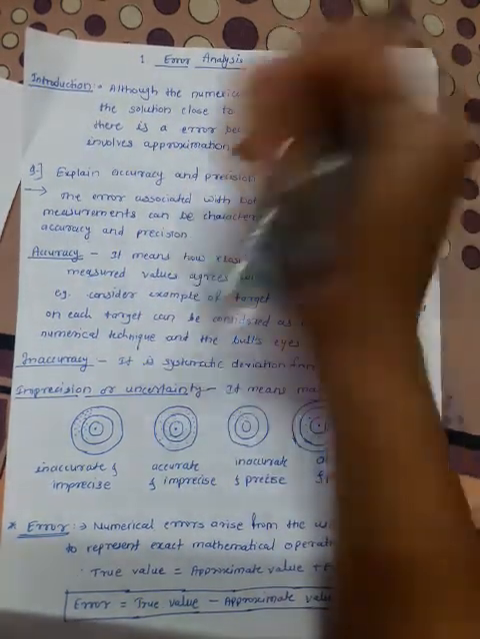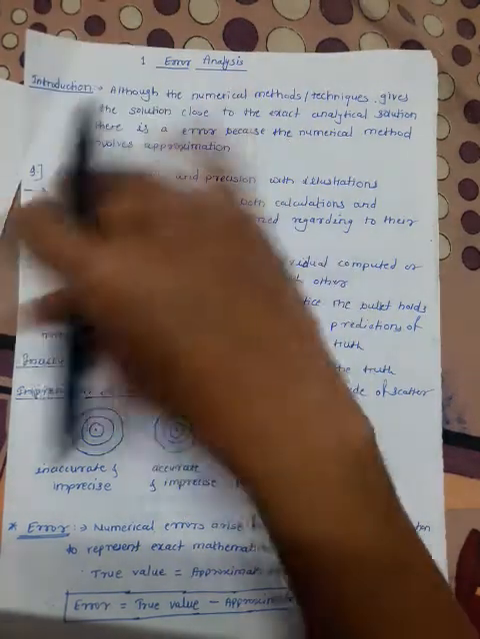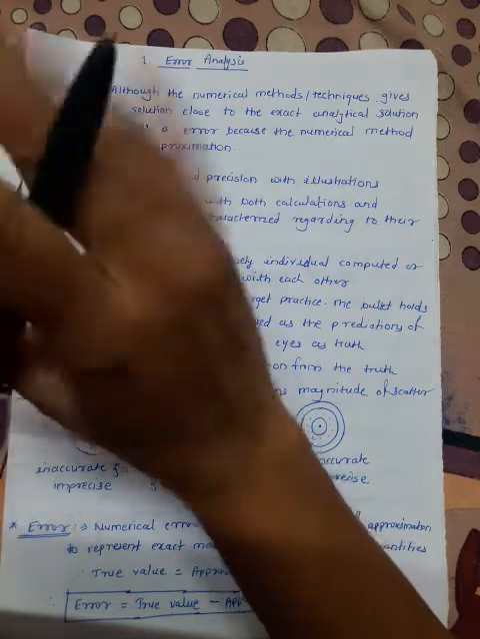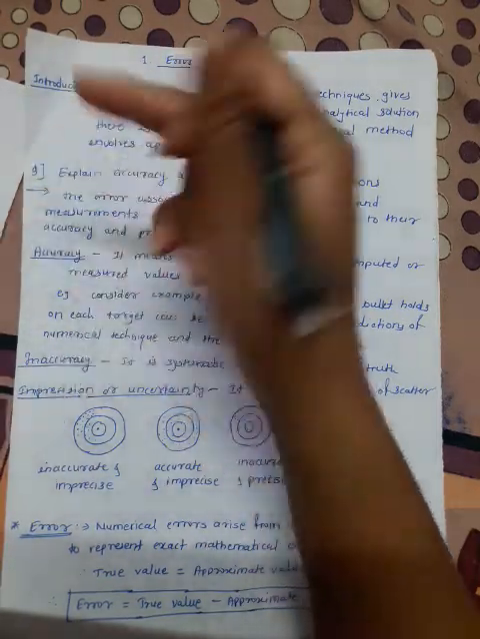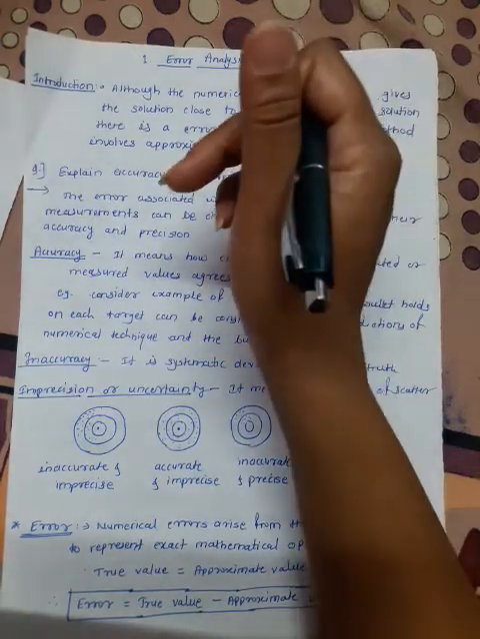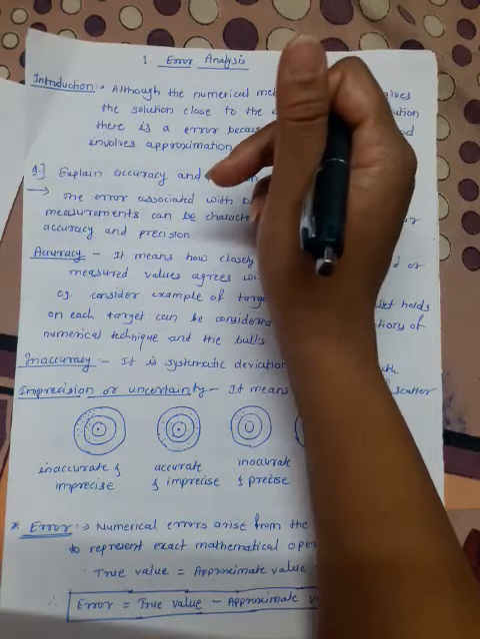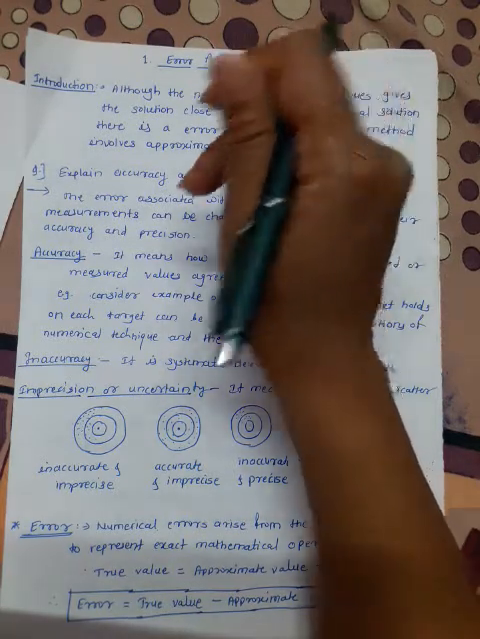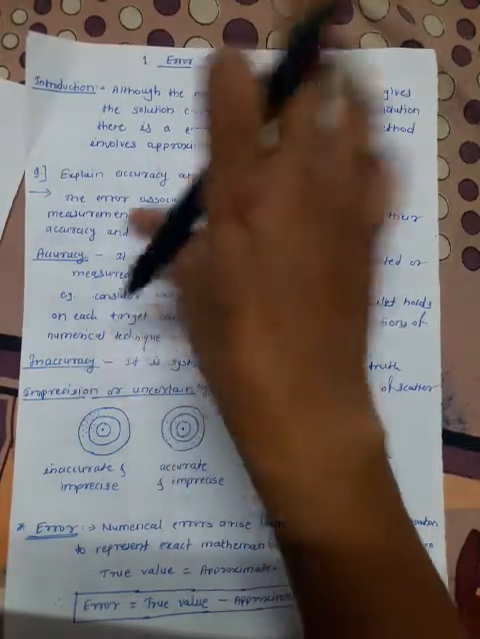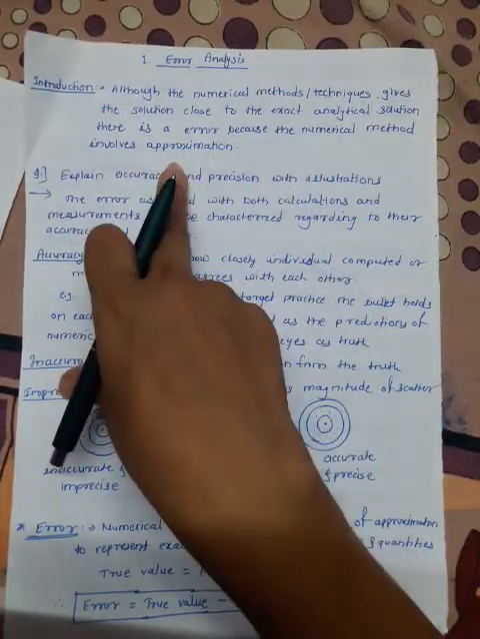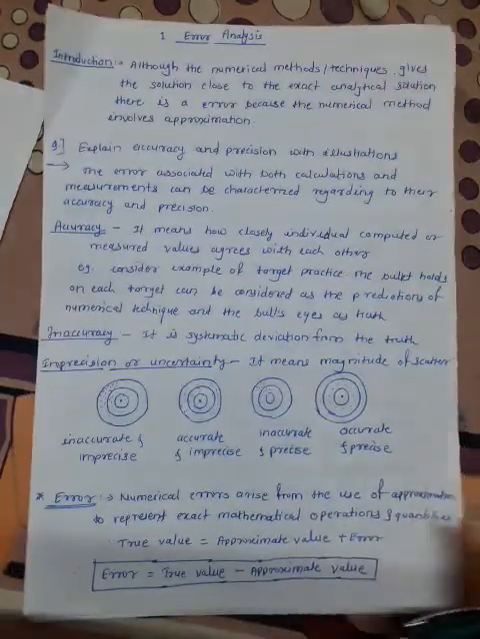Whatever the theoretical solution of the particular differential equation is, that is the analytical solution. That is an exact solution, and by numerical method techniques we are solving those examples and getting approximate values. There is an error because of that approximation, and let us see some terminologies.